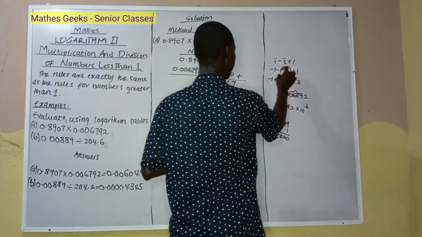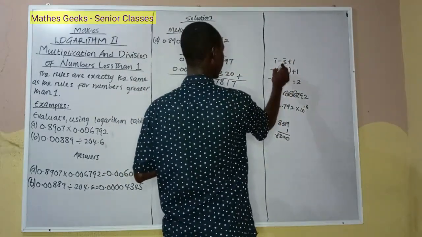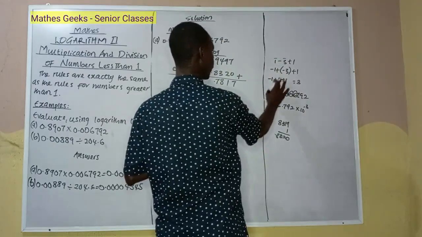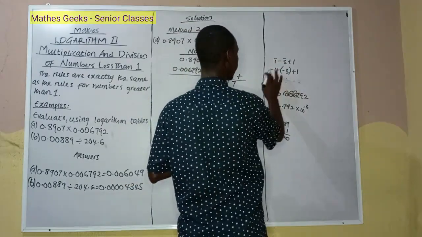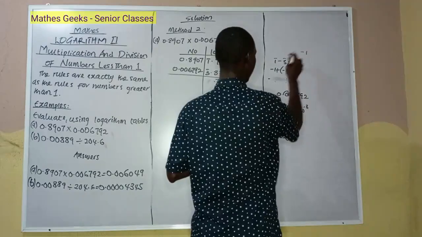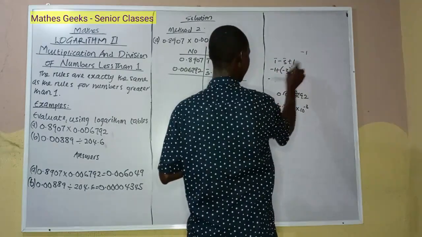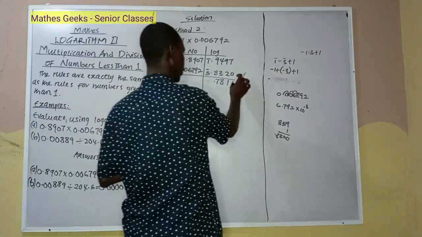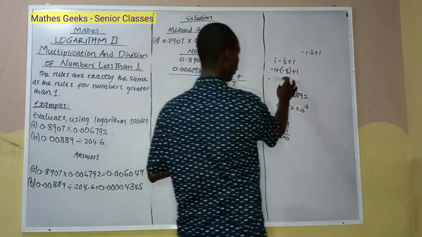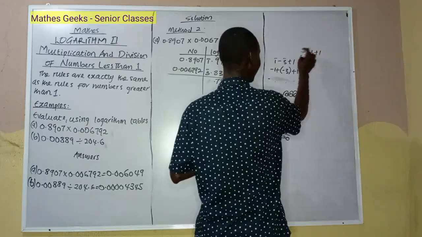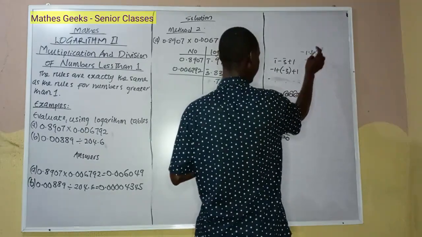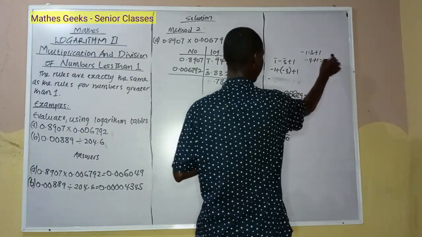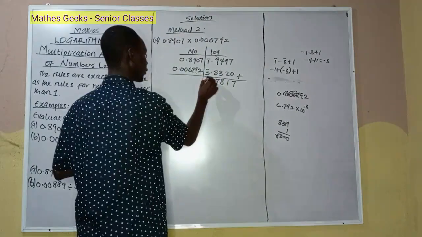This part is addition. So let me do it again. Minus 1 plus minus 3 will give us minus 4, and then plus 1. We are doing addition because it's multiplication, not subtraction. So minus 4 plus 1 gives us minus 3. So here will be bar 3.